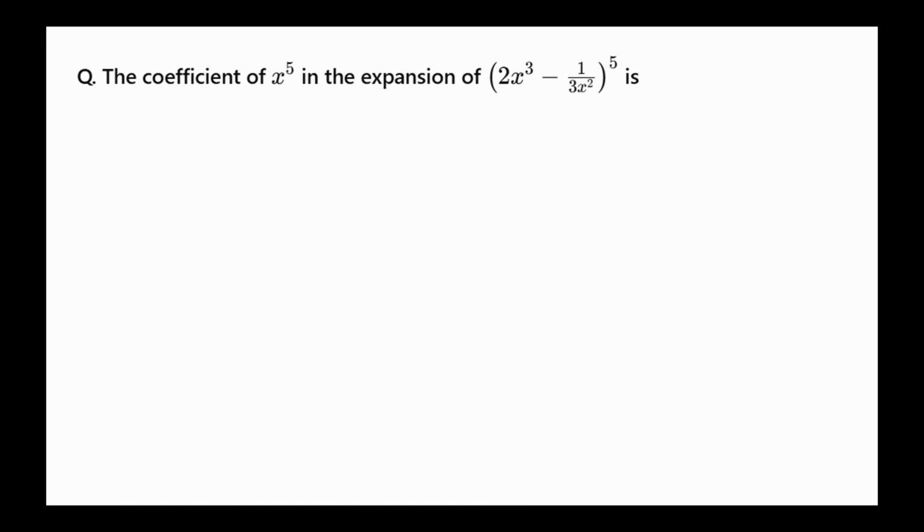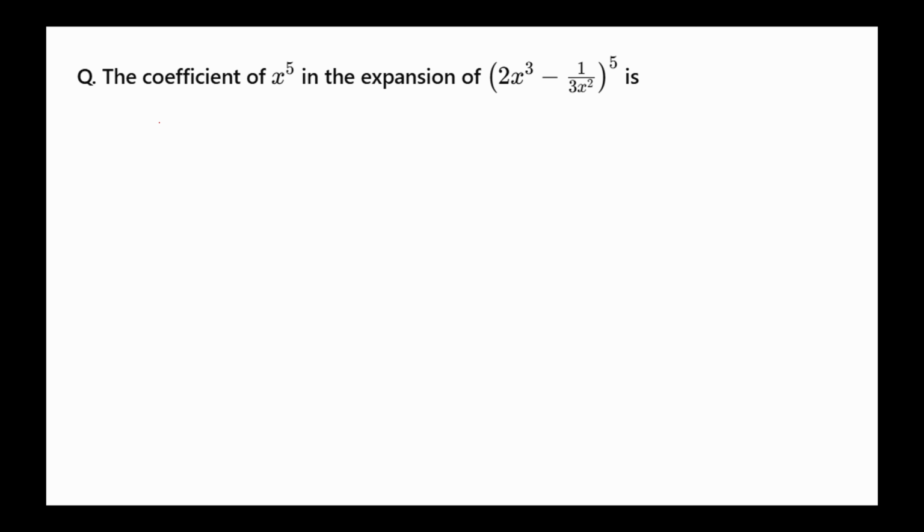So now let's look at a few questions based on expansion and how questions can be asked. The coefficient of x to the power 5 in the expansion of this. Again, a very easy question. You just have to write down the general term, find the powers of x and make that power of x equal to 5. Whatever value of r you get by making it 5, that would indicate our coefficient of x to the power 5.